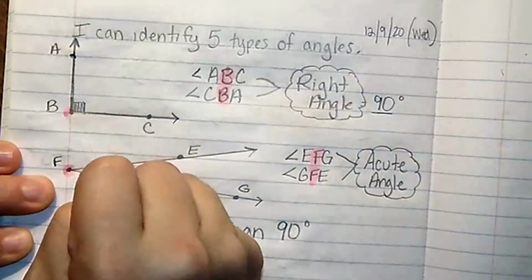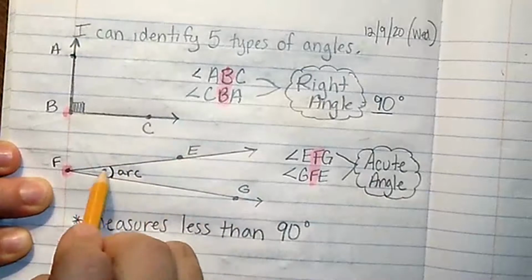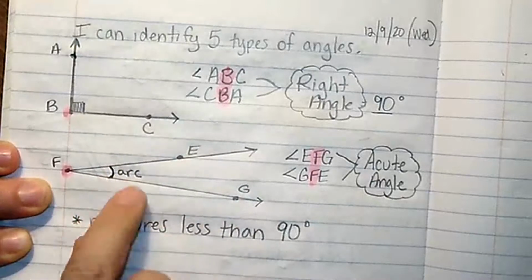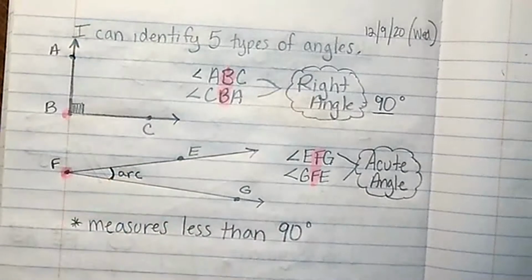Sometimes people put the arc in here. This is an arc to show which angle they're measuring. So this little line, the curved line, it looks like an arc. They call this an arc to show which angle they're measuring.